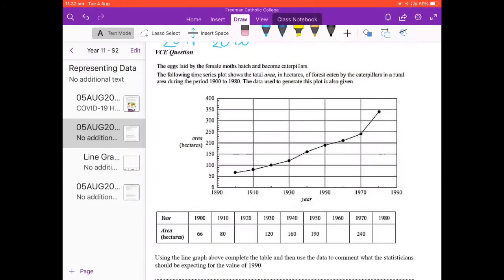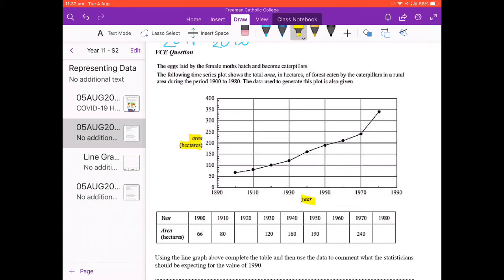So moving on to the VCE question. The eggs laid by the female moths hatch and become caterpillars. The following time series plot shows the total area in hectares of forest eaten by the caterpillars in a rural area during the period 1900 to 1980. The data used to generate this plot is also given. Okay, so we've got a line graph here and we've also got a table. Okay, so the area eaten is in hectares.